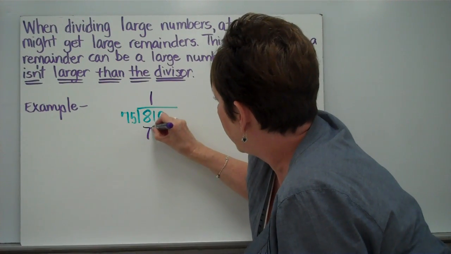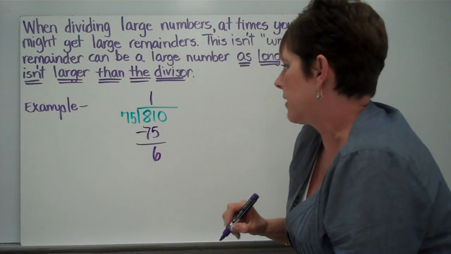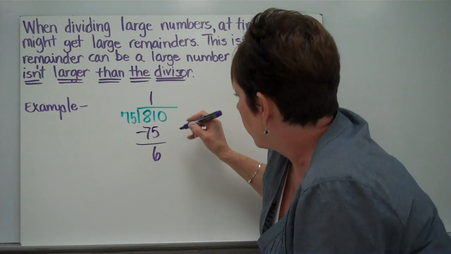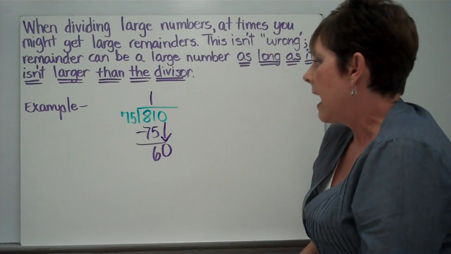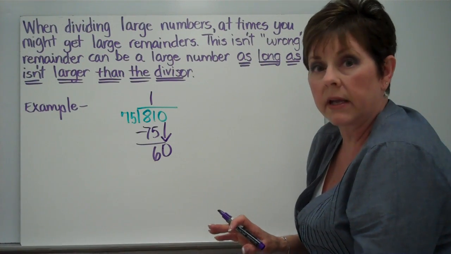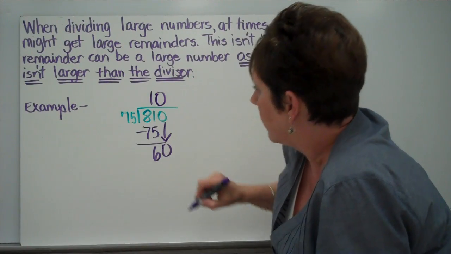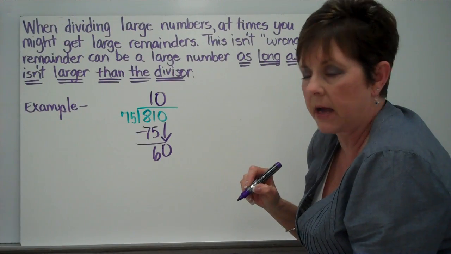1 times 75 is 75. Subtract, and we get 6. 6 cannot be divided by 75, so we're going to bring down our 0. Okay. Can 60 be divided by 75? No, it can't. We tried to do it. It wouldn't work. So we put a 0 here to show that we tried to divide it, but it was not able to be divided.